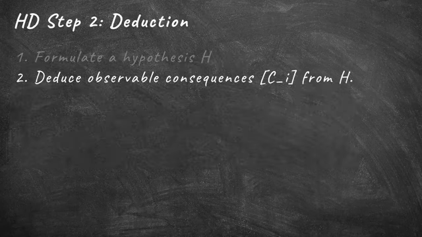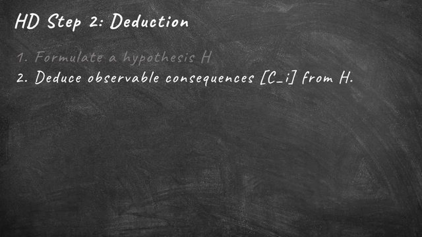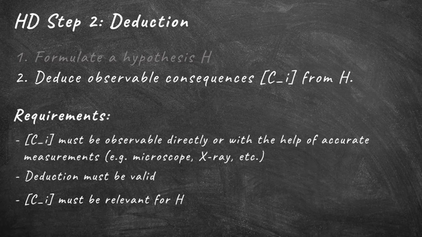The second step then is to say, okay, so now we have our hypothesis, and we now want to deduce some consequence of it that we can go and test. And here, the consequence, of course, should be directly observable, or it should be observable with the help of some instrument. This might involve some operationalization, but in any case, we need to have a very clear one. It's pointless to derive consequences that cannot then be observed, and therefore cannot be tested. The deduction, of course, must be valid, and the consequence must be relevant for the hypothesis.